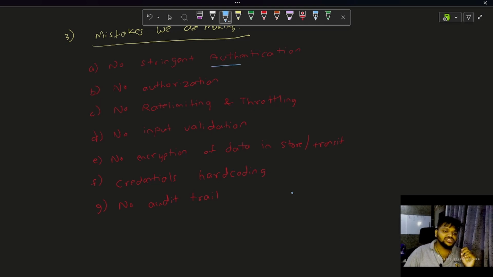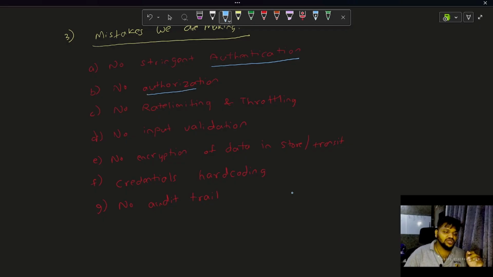First, no stringent authentication. Today almost every system is authenticated. They have a basic authentication, at least a username and password, or at least one level better, sending a mobile number and then getting an OTP on the mobile number or on email. Every system has basic authentication, so that is not the issue.